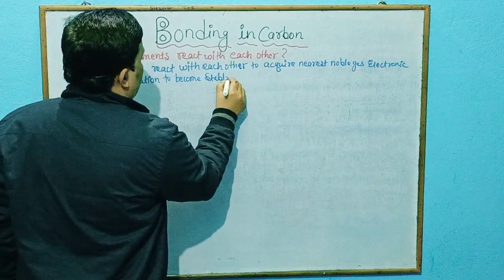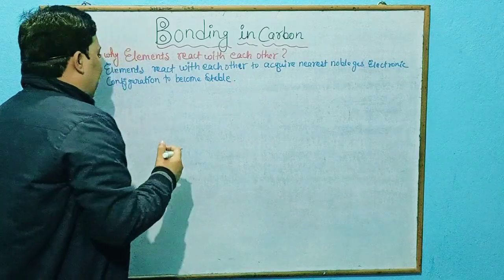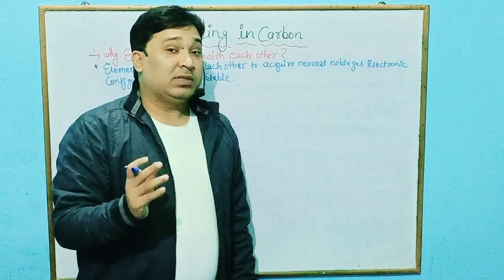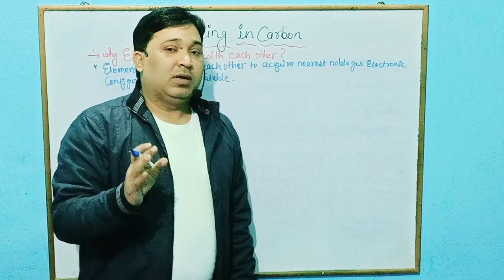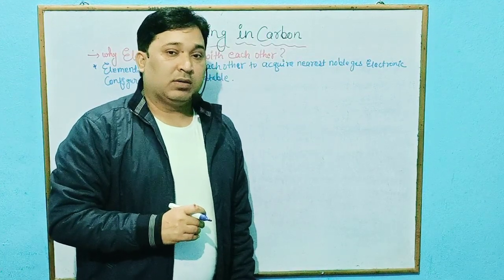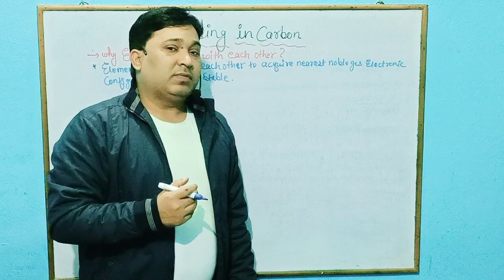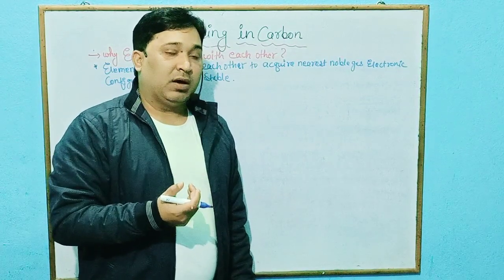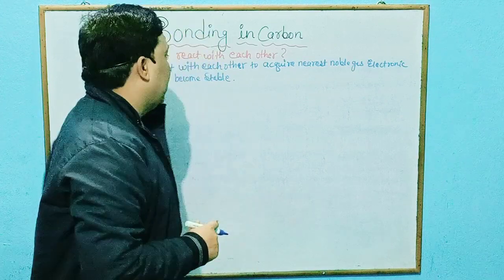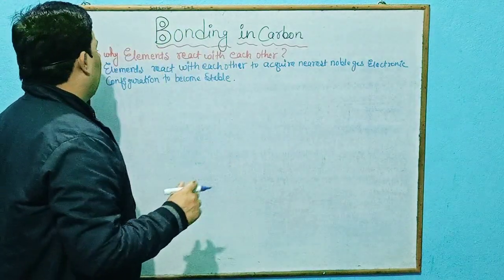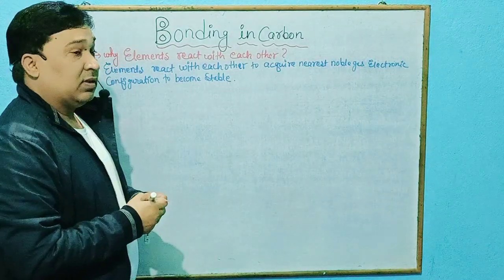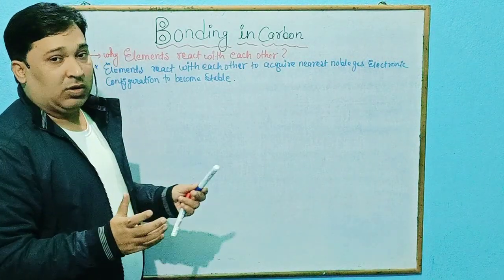So for stability, all the elements react with each other. And in the first term, you have learned about the ionic bond, right? Ionic bonds are formed by the complete transfer of electrons. Either electrons are gained or lost by the elements to form that ionic bond. Now we will look at whether carbon can form an ionic bond or not.